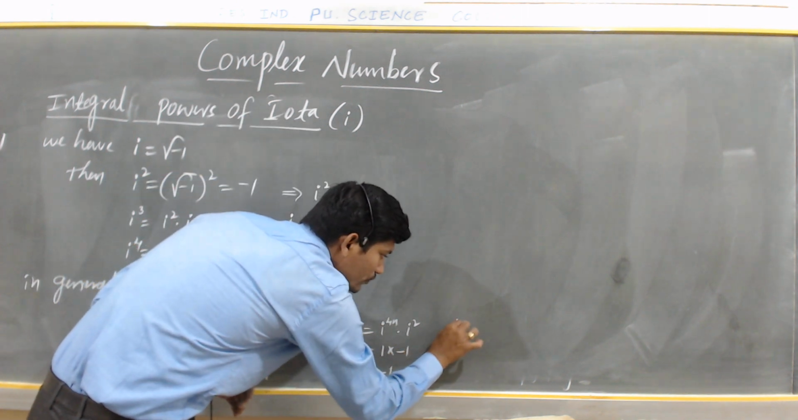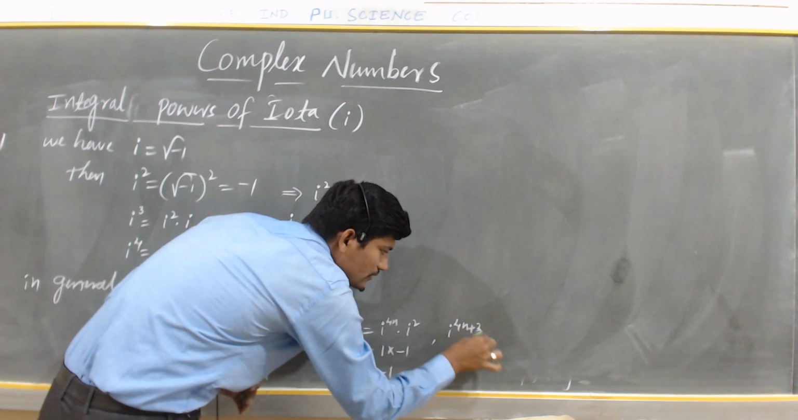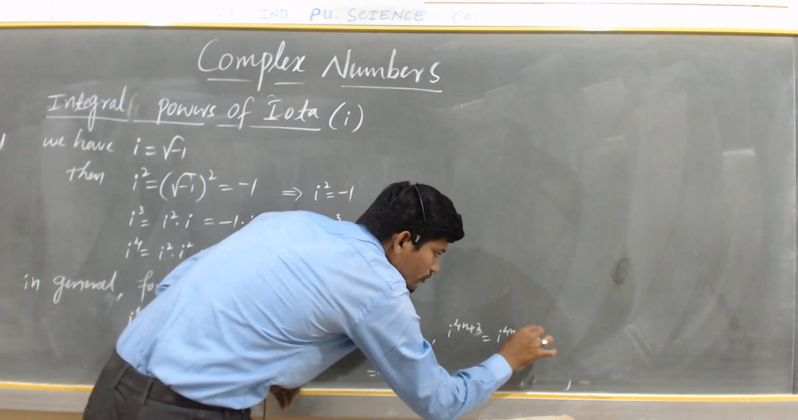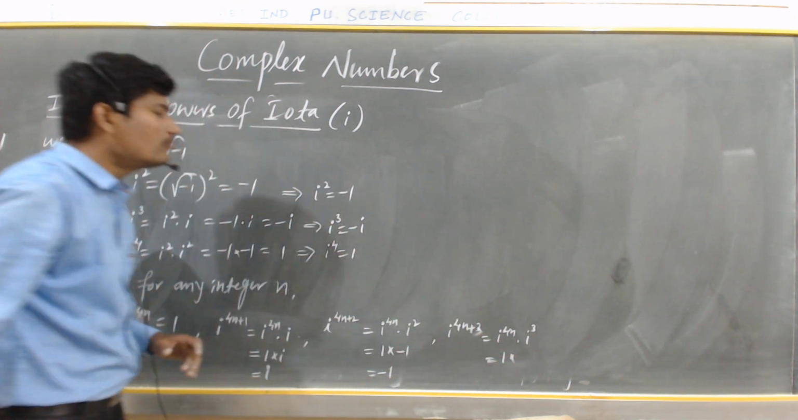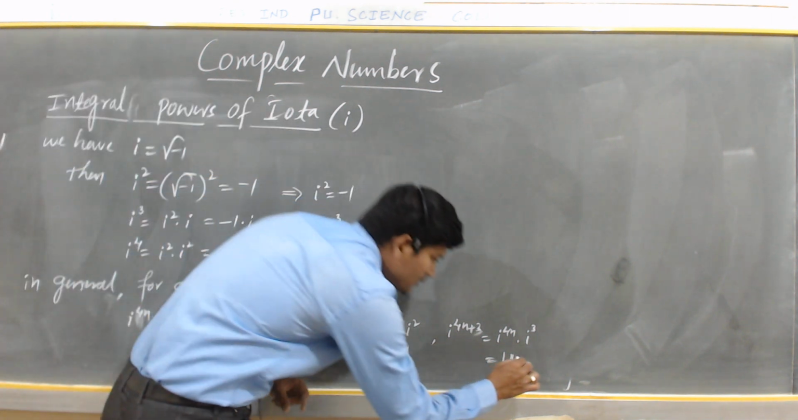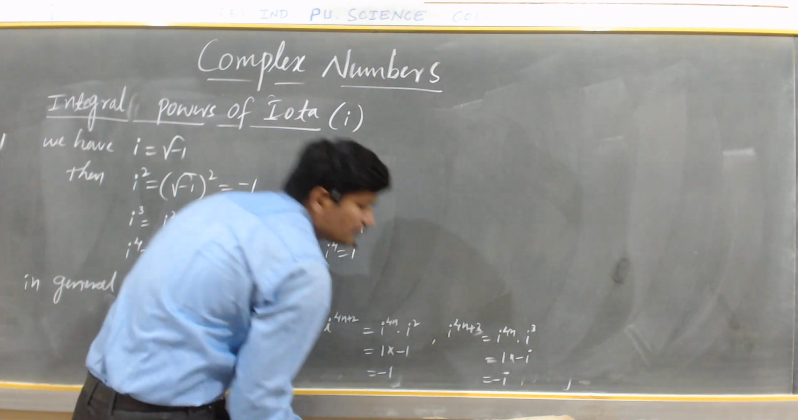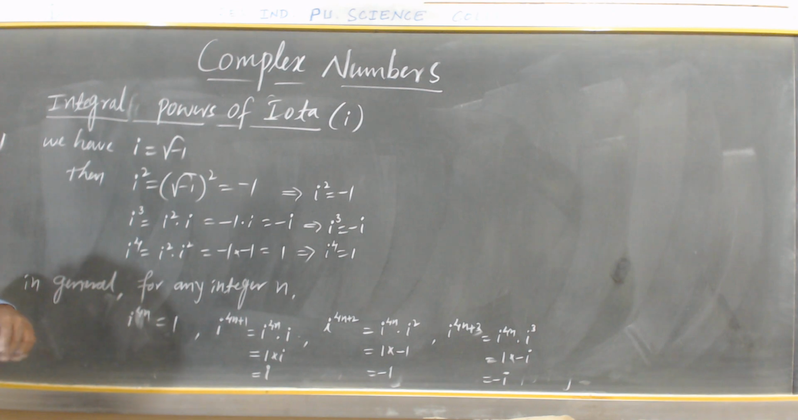Next, I to the power of 4n plus 3. The value will become I to the power of 4n into I cube. I to the power of 4n value is 1, into I cube value, which I just wrote as minus I. Multiply here, so totally your answer will come minus I. I to the power of 4n plus 3 value is minus I.